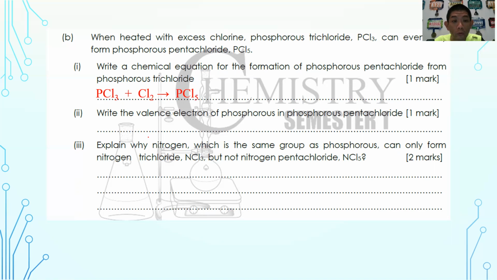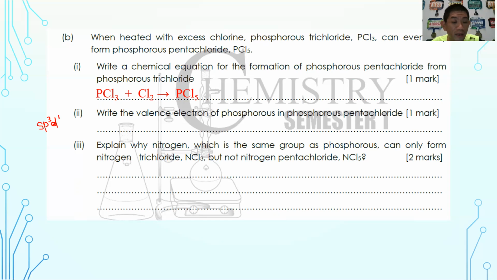Then we go to number 2, write the valence electrons of phosphorus in phosphorus pentachloride. In here, you need to understand the type of hybridization undergone by PCl5 first. The type of hybridization, now this is slightly out of syllabus for STPM, because the hybridization that takes place in here is actually what we call sp3d, okay?